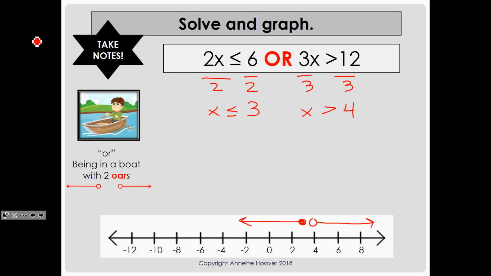So there's a very narrow margin of numbers right here that is not the solution, just in between 3 and 4, but 3 could be a solution.